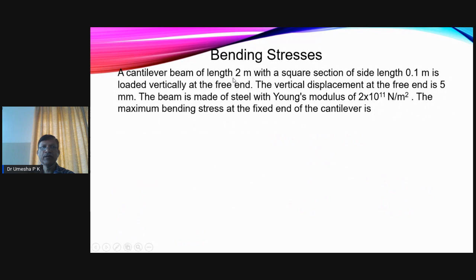A cantilever beam of length 2 meter with a square section of side 0.1 meter is loaded vertically at the free end. The vertical displacement at the free end is 5 mm. The beam is made of steel with Young's modulus 2 into 10 to the power of 11 Newton per meter square. The maximum bending stress at the fixed end of the cantilever is, given the options. So they have given different options here.